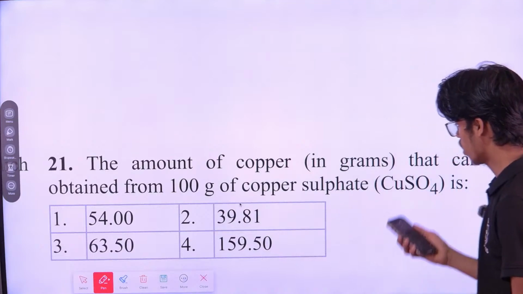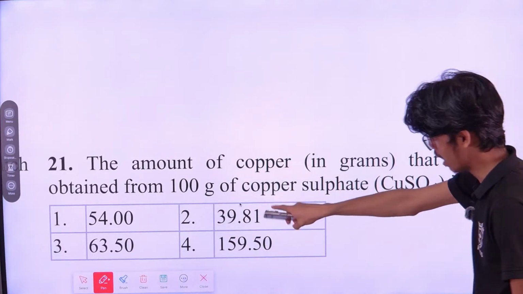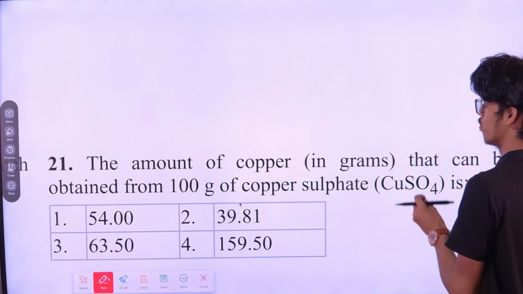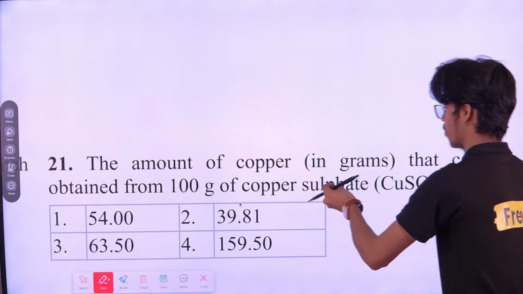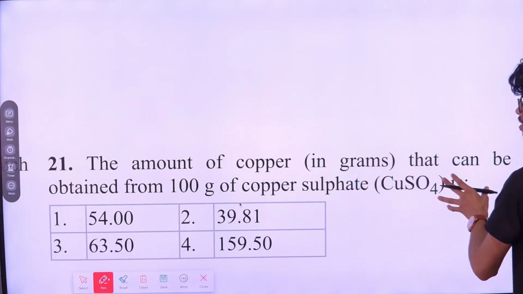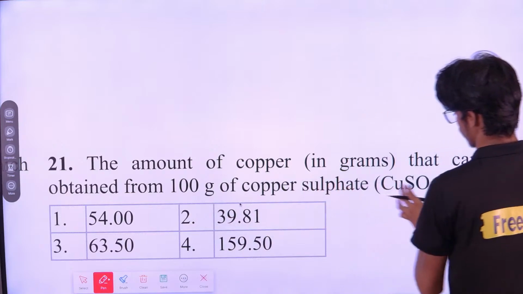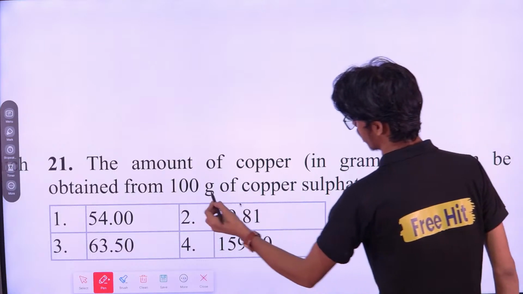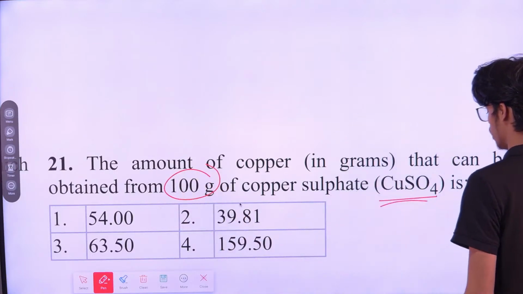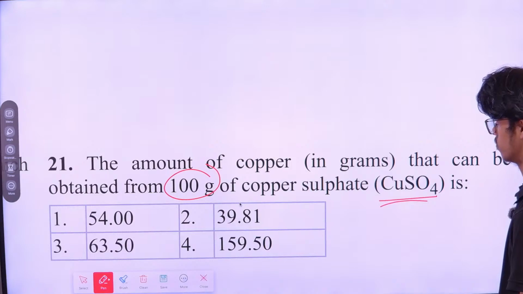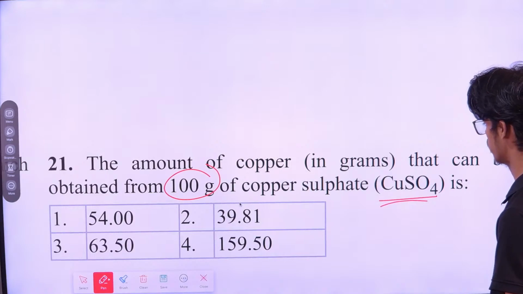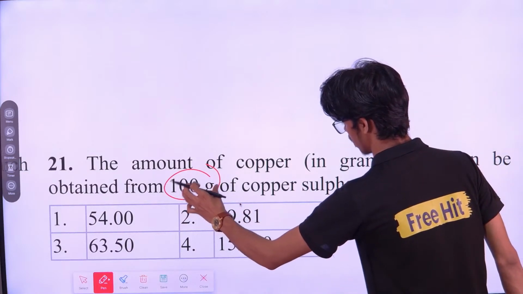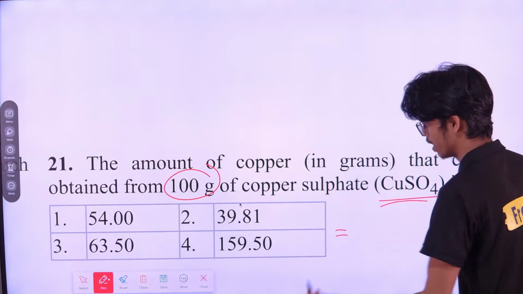Now, the amount of copper in grams that can be obtained from 100 gram of copper sulfate. So, we want to know how much copper in grams you can get from 100 gram of copper sulfate. First, we need to find how many moles of copper sulfate there are in 100 gram. We can just find the percentage, right? Simple. We can find how much percentage of copper is there in the copper sulfate. But I will not do it indirectly, you will get confused.